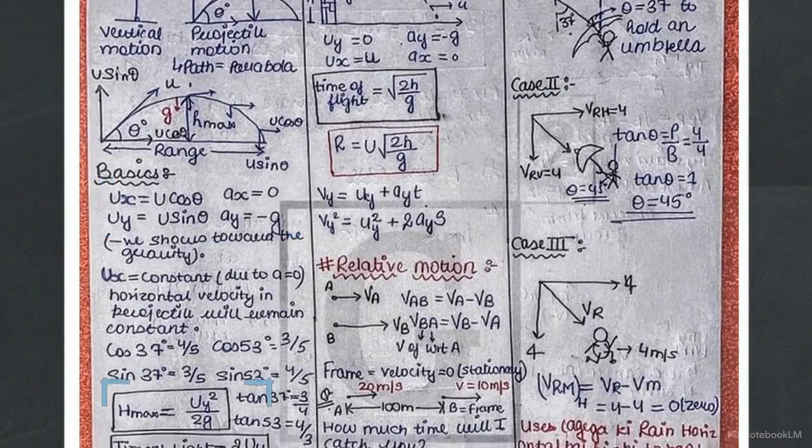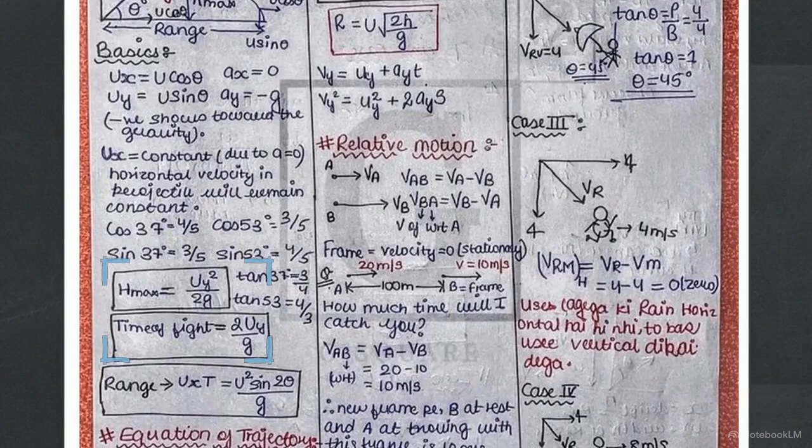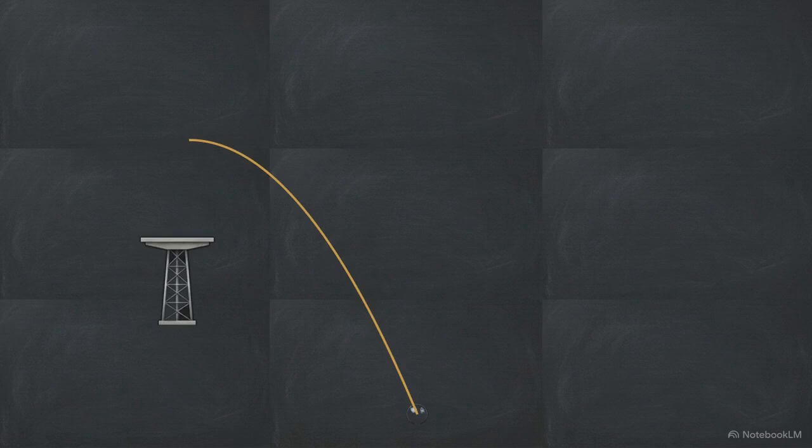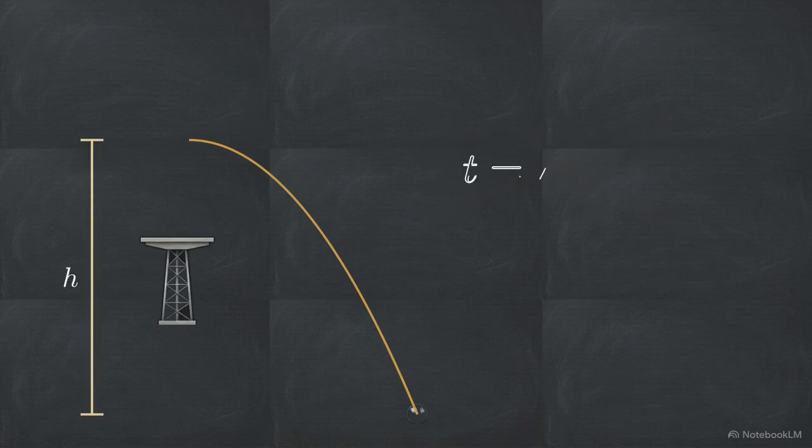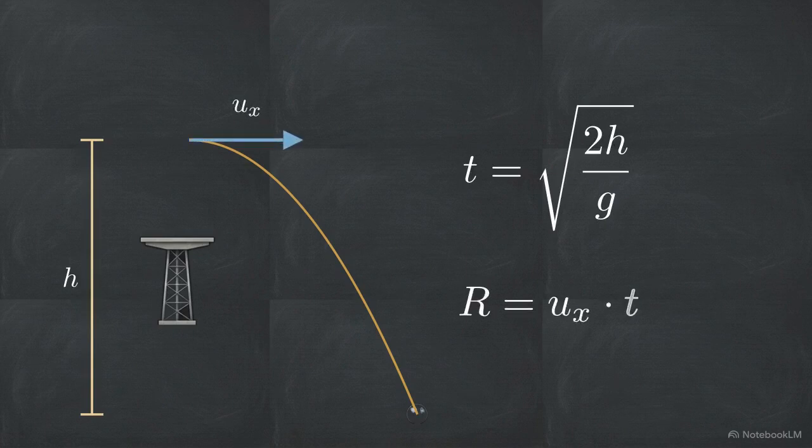Down in the basics box, the ground-level launch formulas for maximum height and time of flight rely entirely on that vertical uy component. Throwing a ball horizontally from a building changes the starting conditions. With zero initial vertical velocity, the standard ground-to-ground range formula fails. Instead, find the time of flight using the y-direction equation, square root of 2h over g. Then multiply by the horizontal x-velocity for total range.